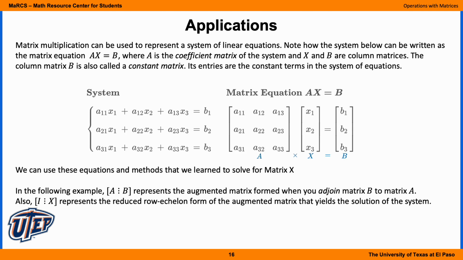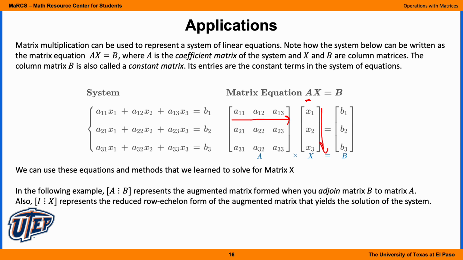Matrix multiplication can be used to represent a system of linear equations. So we're given this system right here on the left-hand side, and that can be represented by the matrix equation AX is equal to B, where A is the coefficient matrix and X and B are column matrices. So X is the matrix we're solving for, and B are the constants. So what they mean by that is that A is the coefficient matrix, so each of the coefficients times X.